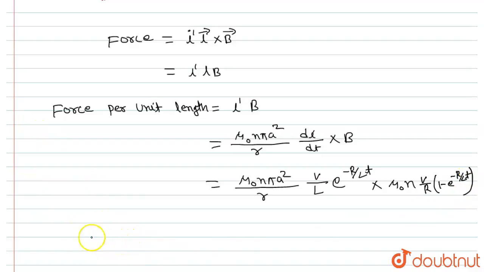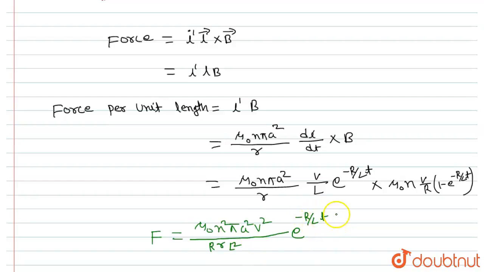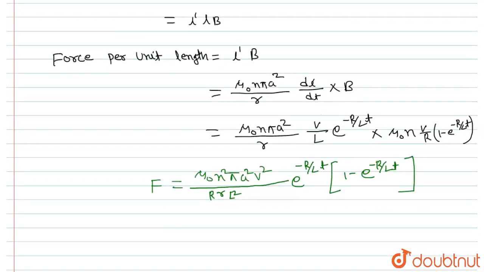So after solving this, we can find the force per unit length. This is equal to mu naught n square pi A square V square divided by R L square, e to the power minus R by L into T, into 1 minus e to the power minus R by L into T. So this is the force per unit length, the required answer for this question. Hope this answered your question. Thank you.